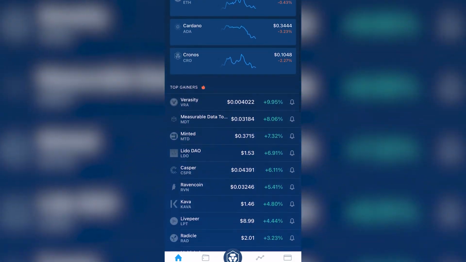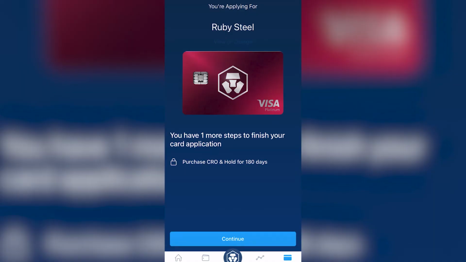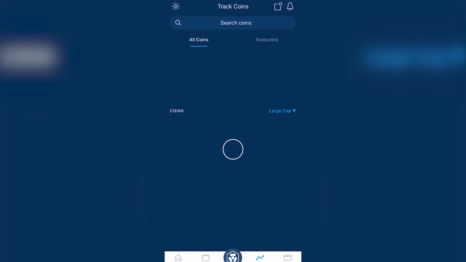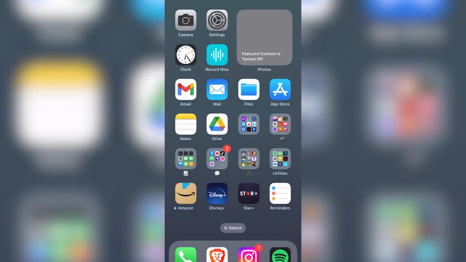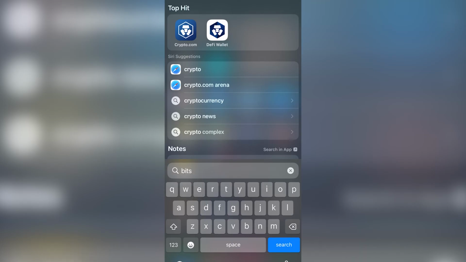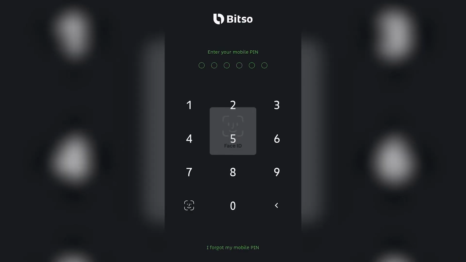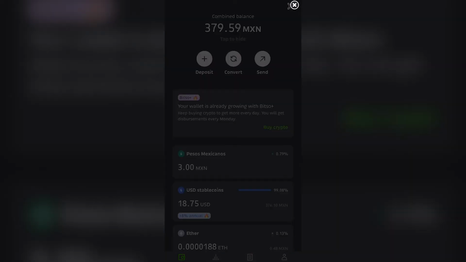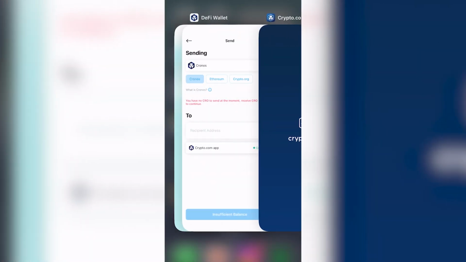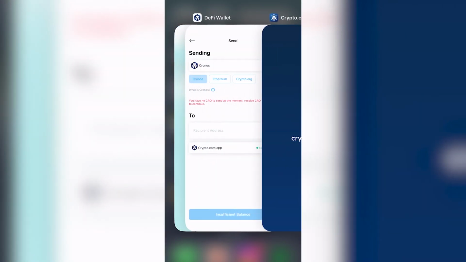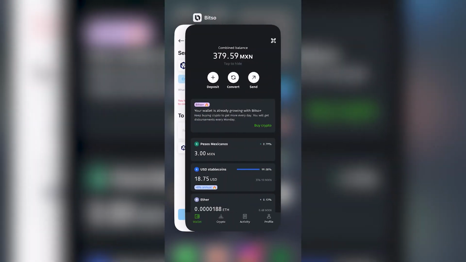But if you have the same problem, what you can do is either apply for a Visa card, or send this money to a specific wallet that can be related to the country you're currently living in. So in my specific case, I use Bitso because Bitso is already connected to my bank account. So I just need to send my money away from my DeFi wallet. I don't even have to send that directly into crypto.com. I can go into the DeFi wallet and send this into Bitso.